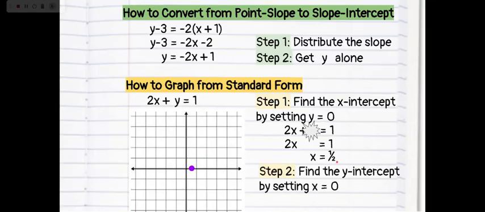So on the x-axis, I'm going to plot 1/2. To find the y-intercept, I set x equal to 0 in the original equation. So when x equals 0, y equals 1. So on the y-axis, I'm going to plot 1. I'm not going to ever do the point (1/2, 1). That won't make much sense. Then I just connect them, and that's my graph from standard form. Super fast.